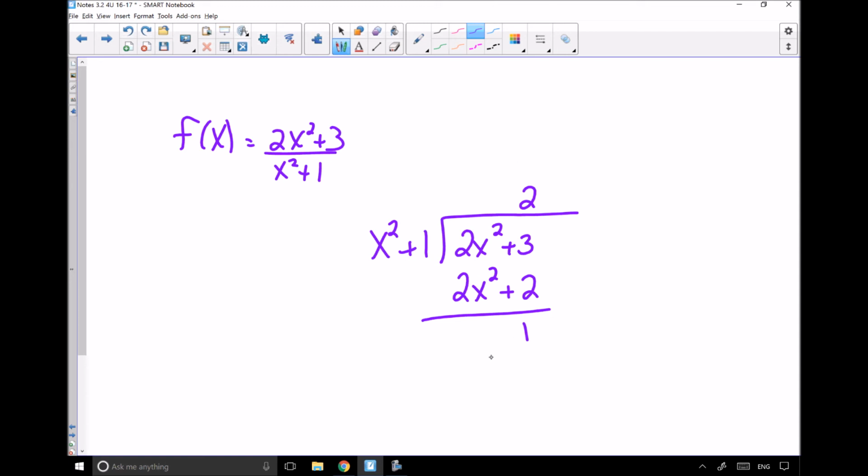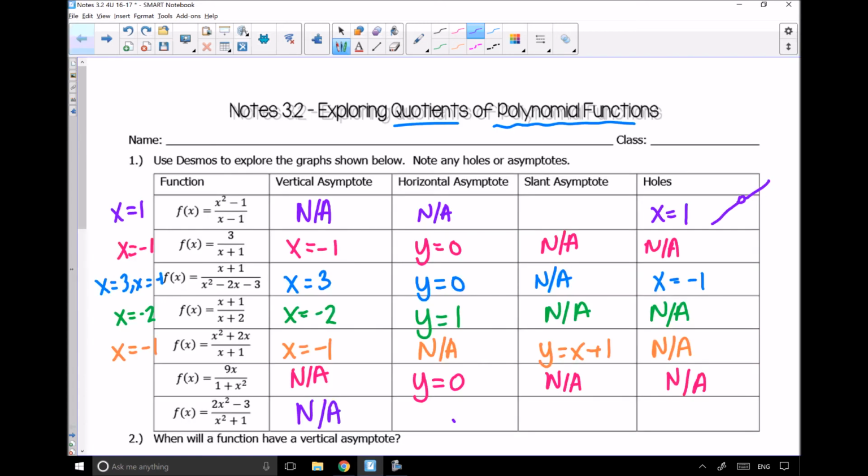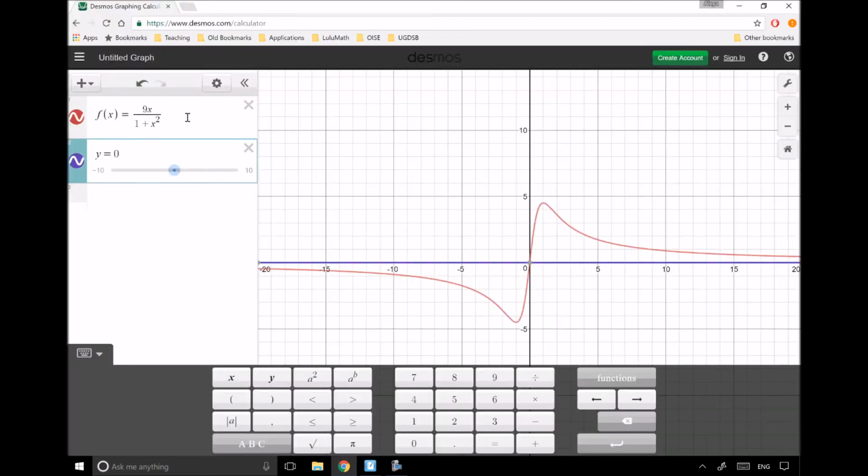Remember, this 1 is negligible when we talk about large values of x right here. Therefore, I should expect to have a horizontal asymptote at y equals 2. Since it's a constant, I don't have a slant asymptote. And since nothing's simplified, I don't have any holes. Okay, so let's go ahead and graph this one out and see what ends up happening.